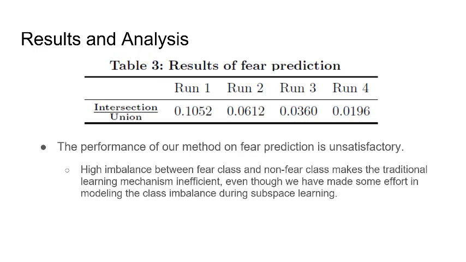And in table 3, we show the result of fear prediction. And obviously, the performance of our method is unsatisfactory. The reason might be that high imbalance between fear class and non-fear class makes the traditional learning mechanism inefficient, even though we have already made some efforts in modeling the class imbalance during the subspace learning.